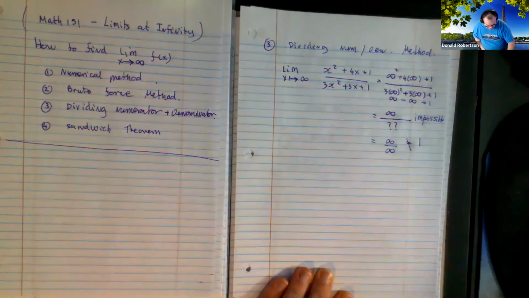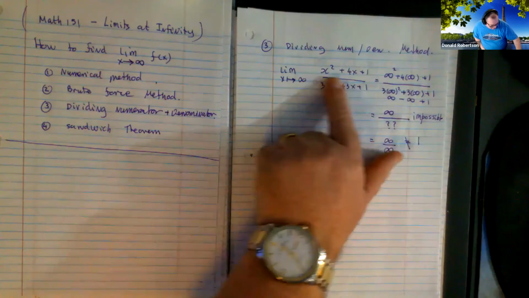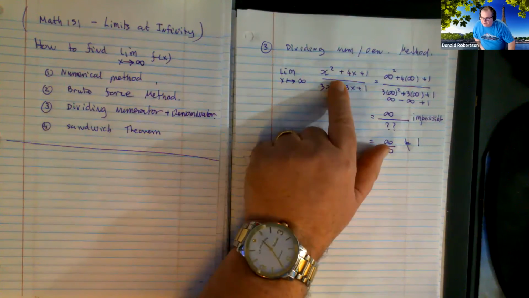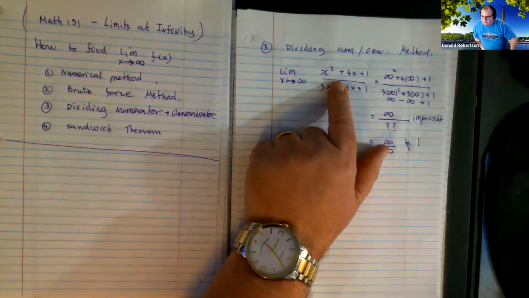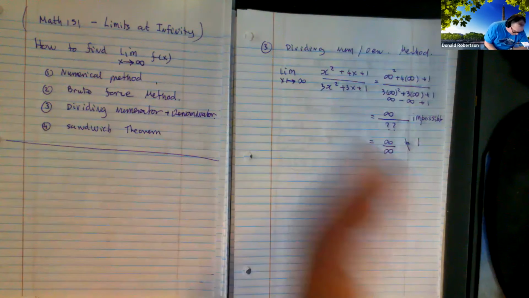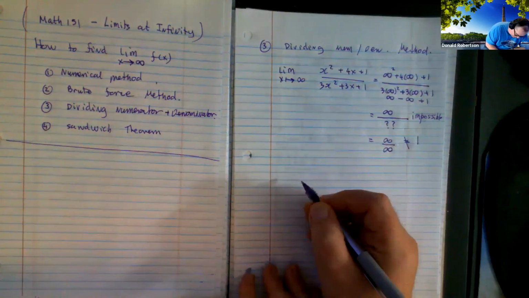So this expression can't be done using brute force. I could do it using the numerical method, right? Couldn't I do x is 10, 100, 1,000,000 and get an estimate, and that would work. But we're going to use this new technique. So here goes.